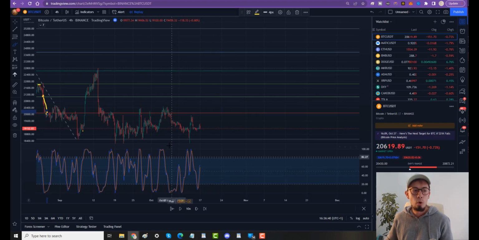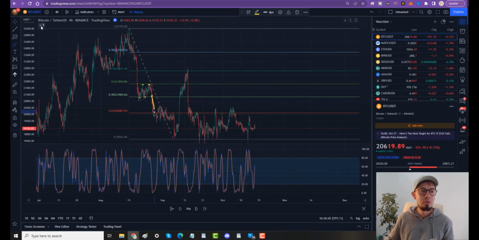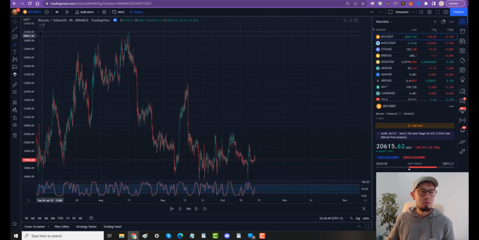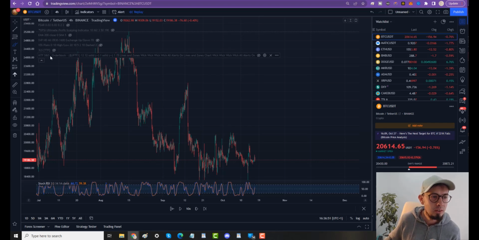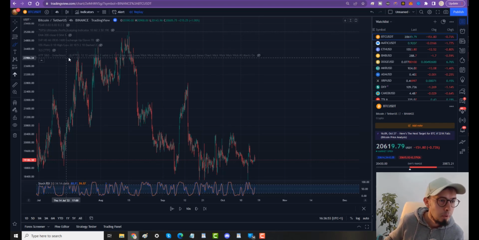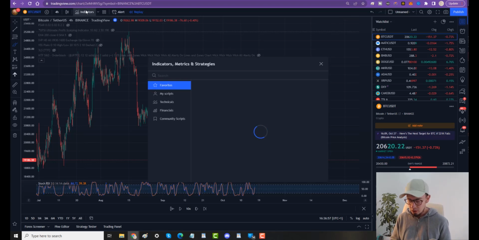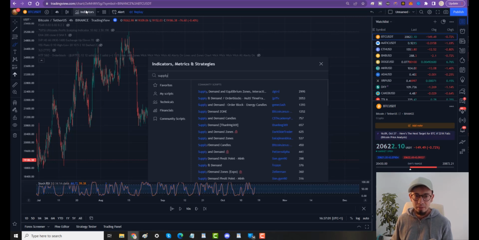Now, if I was a more experienced trader, I would use this indicator I want to show you that I found. Supply and demand zone indicator on TradingView. And the name of this indicator is this one right here, by JP7FX. Go to indicators, search for supply and demand zones. And this one right here, supply and demand order blocks, multi-time frame by JP7FX.